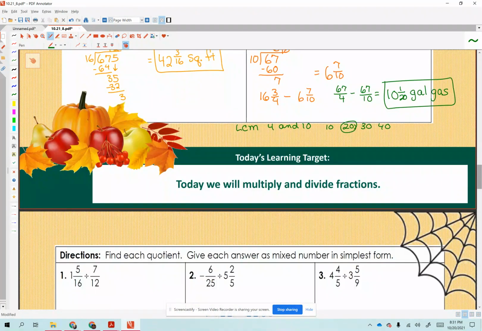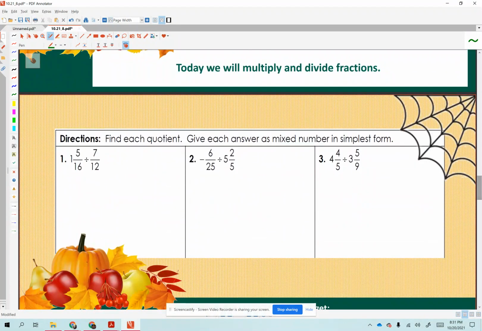So let's look at the division problems. When we divide, we're going to remember to keep the first fraction, change the division to multiplication, and invert the fraction. In other words, flip it to its reciprocal. So for number 1, we have 1 and 5/16 divided by 7 and 1/12. So first we convert to improper fractions. So 16 times 1 is 16 plus 5 is 21/16.